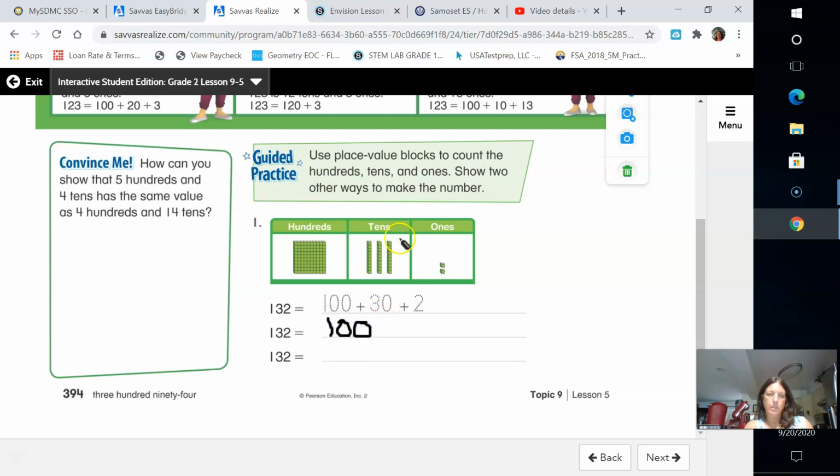I'm going to take one of these 10 blocks and I'm going to move it over here. So now I only have two 10s here. That's 20. And if I move this 10 over here, you're going to have 10 more ones in here, right? 1, 2, 3, 4, 5, 6, 7, 8, 9, 10. 10 plus 2, 10, 11, 12. This is a way you could do it.